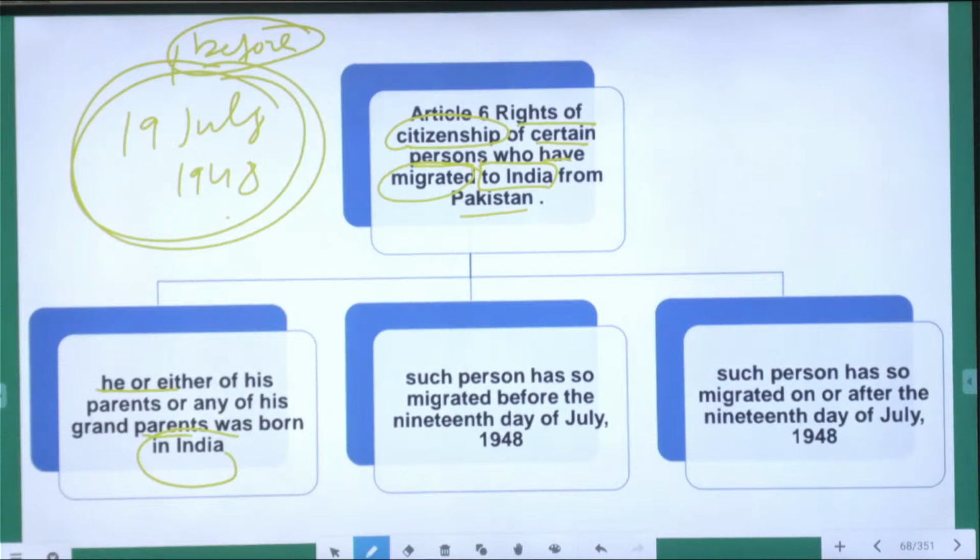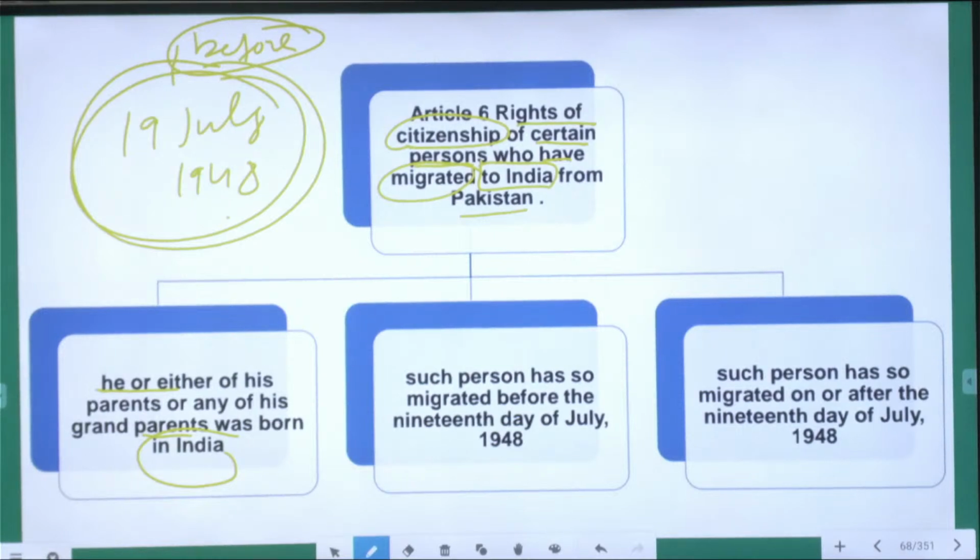So why 1948, 19 July? This is the date when India came up with the registration date for the incoming persons. So this cutoff was made. Article 6 gives two conditions. The first is compulsory: they must have been born in India, or their parents or grandparents born in India, and now they want to migrate to India. If the person came before 19 July 1948, the person will be considered an Indian citizen automatically at the commencement of the Constitution.